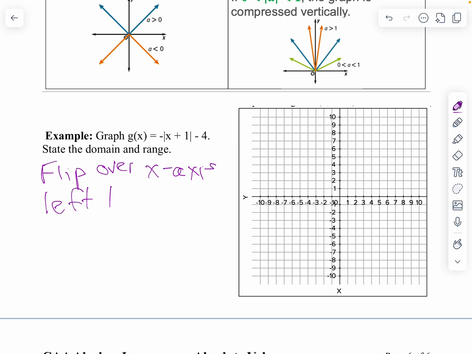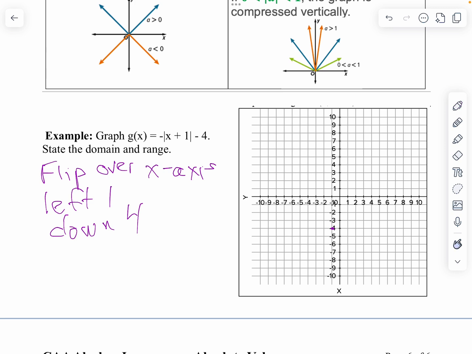Then we're going to go down 4. So we're going to go down 4 in this one. So if I go to the left 1 and down 4, here is my vertex. That's what the point of my vertex is, the point of my absolute value.